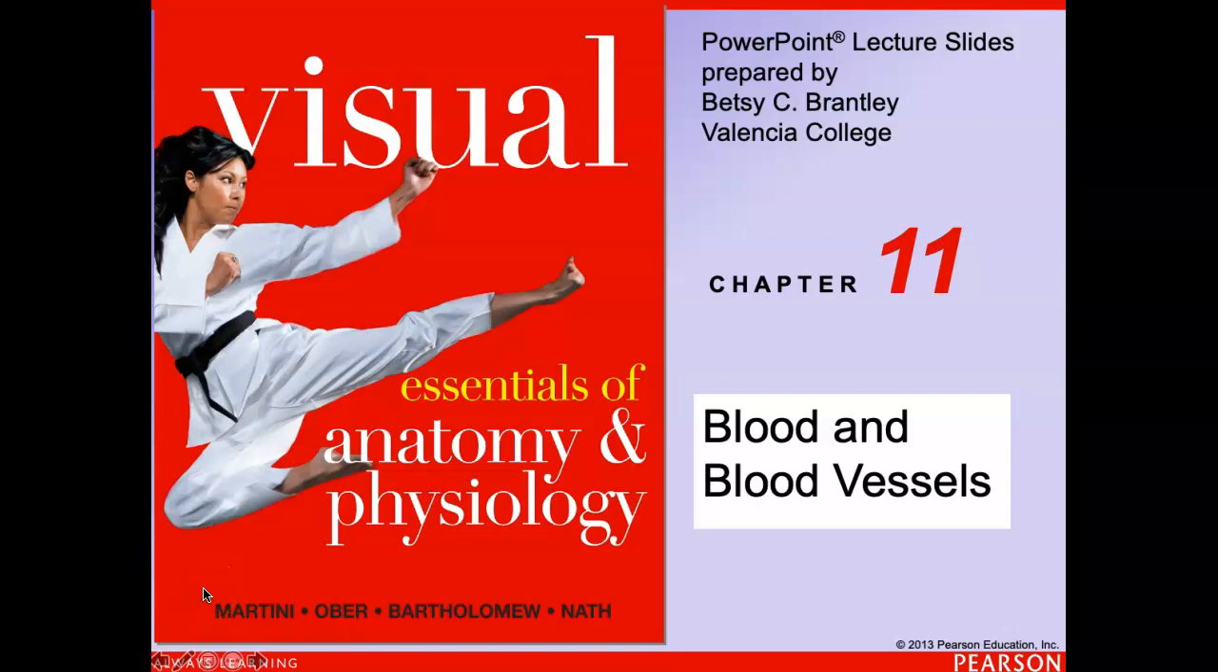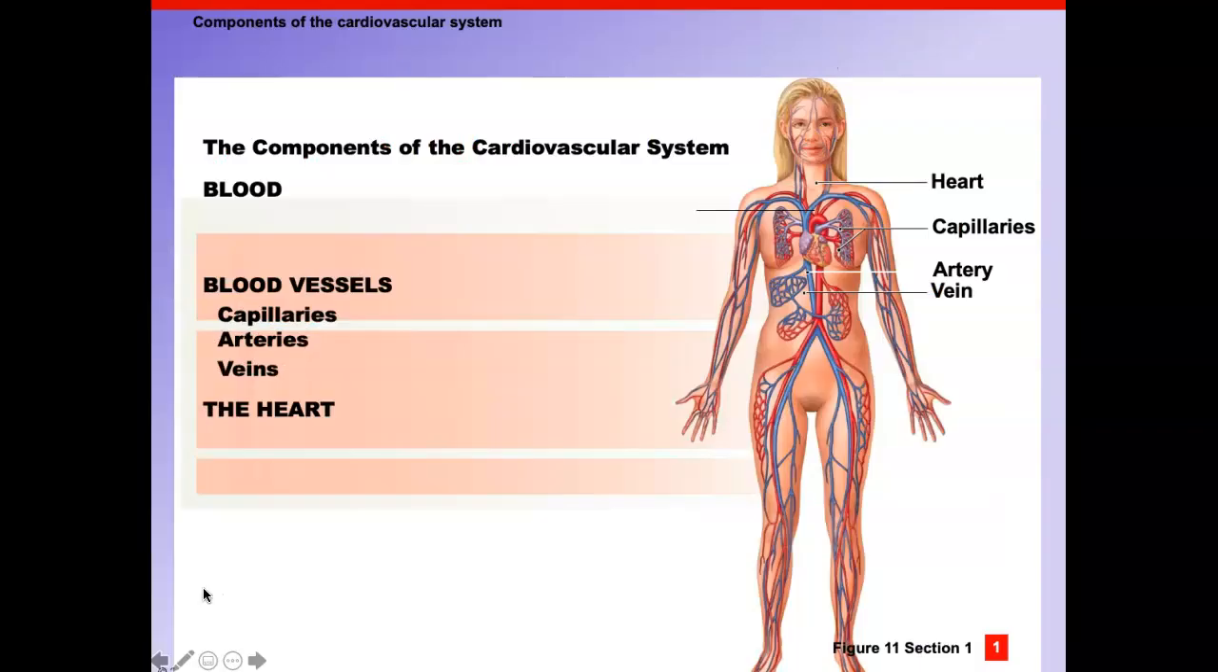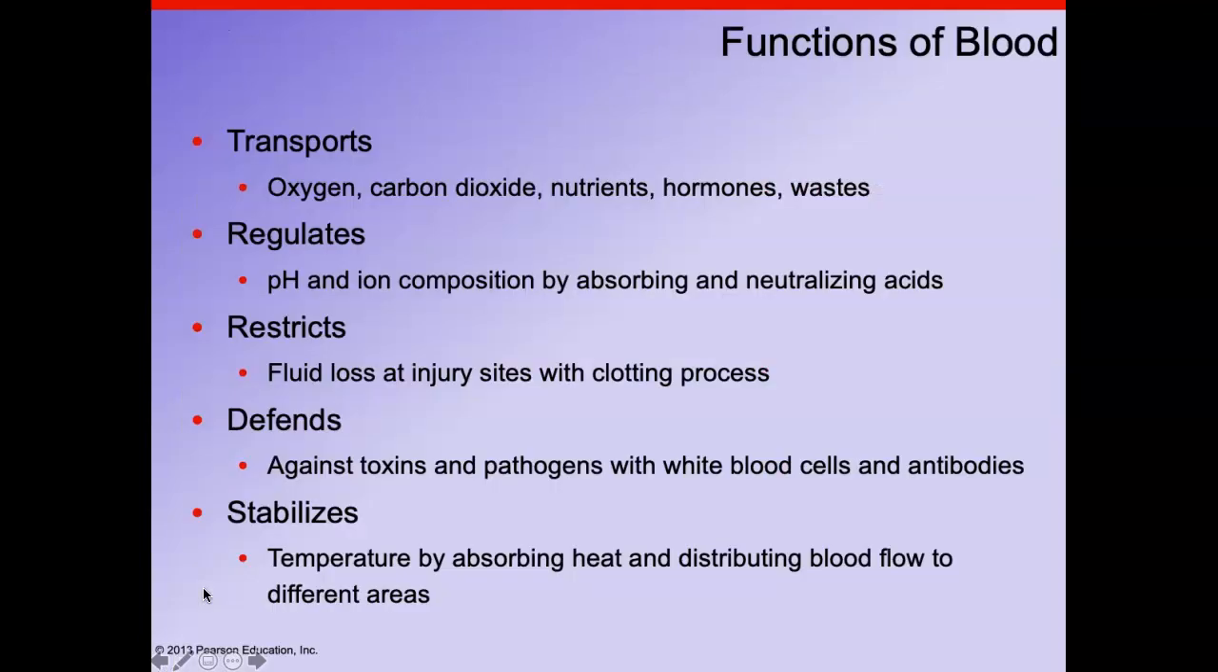Chapter 11 is on blood and blood vessels. And so we're going to be learning the components of the blood. We are going to be learning about the different blood vessels. We'll be learning about stopping blood loss, certain blood diseases, blood types, and then in the next chapter we will learn about the heart.